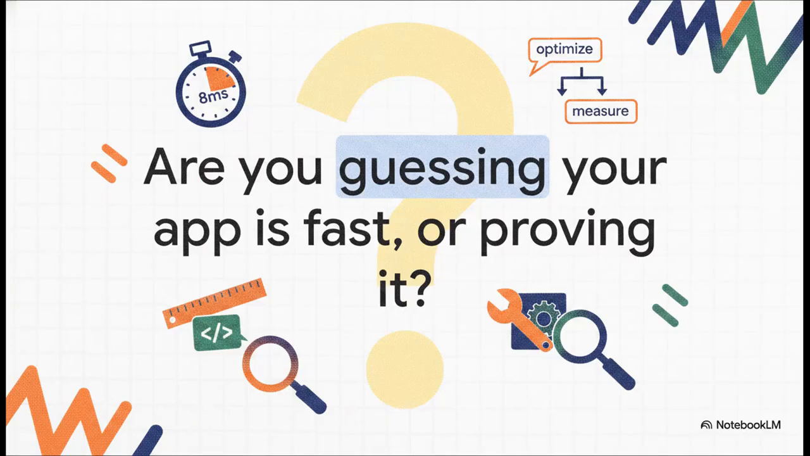Which leaves us with this final thought. You know, you can implement every single optimization trick we just covered, lazy builders, avoiding saveLayer, keeping builds strictly under 8 milliseconds, but until you actually measure it, it's all just a theory. So, I have to ask, are you guessing your app is fast, or are you proving it?